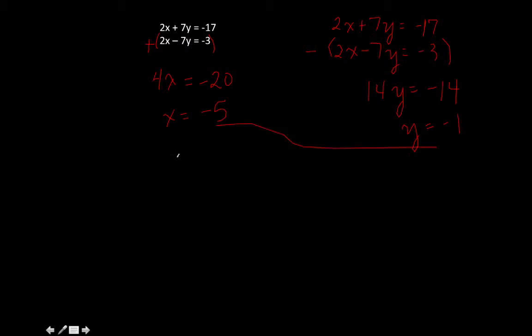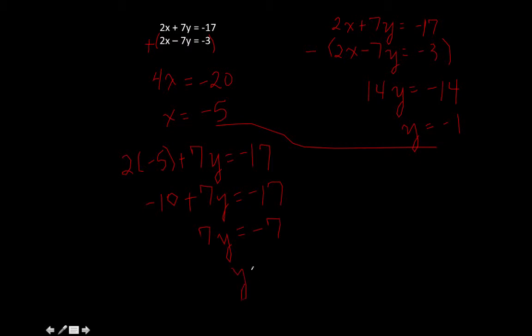So again, I could have also just plugged back in right here. 2 times negative 5 plus 7y is negative 17. Negative 10 plus 7y is negative 17. Adding 10, 7y is negative 7. Y is negative 1. So really, you have a lot of options on how to solve these. And if you do it right every time, you'll get the same answer, or else there's something wrong with math, right?